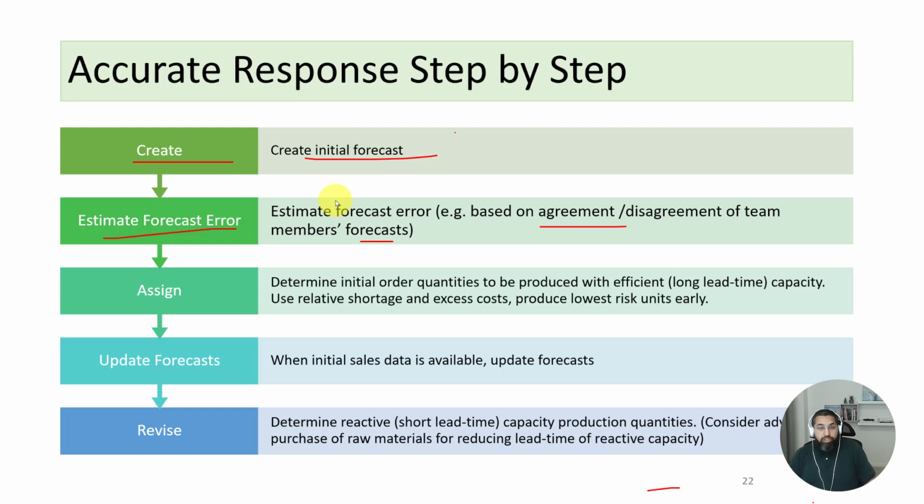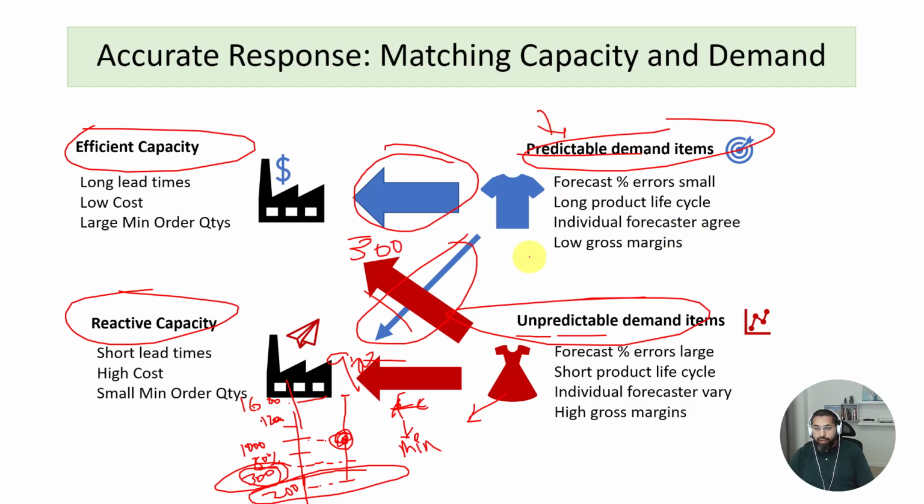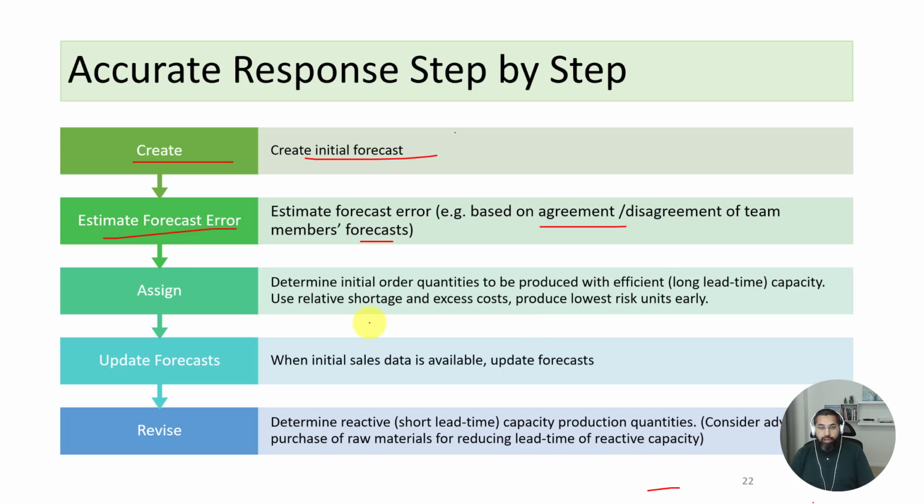So based on that relationship, when you have the teams agreeing or disagreeing on their forecast this year, you can use that agreement or disagreement to predict what will be the forecast error for the SKUs this year. Once you have the forecast error, it tells you which SKUs are predictable and which ones are unpredictable, because unpredictable by definition has a high forecast error. Predictable by definition has a lower forecast error. Okay, so this is important to estimate the forecast error because that tells you where the product goes, predictable, unpredictable, and what type of capacity you're going to use.